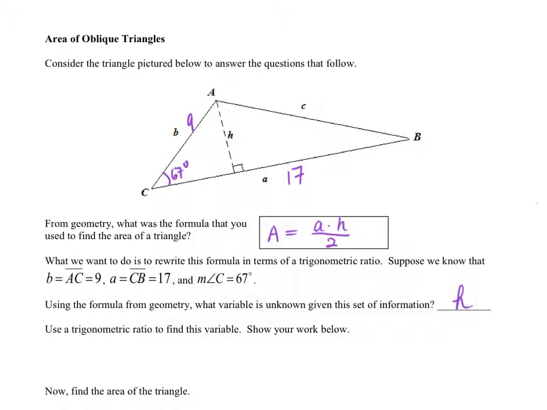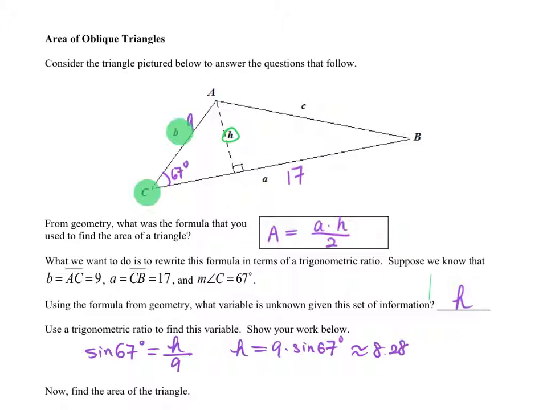Notice that we know the side B, we know the angle C, and we just need one more equation to solve for H using trigonometry. The simple setup: H is opposite angle C, so opposite over hypotenuse, that would be sine. The easiest way is sine 67 degrees equals H over B, which is 9. If you use your calculator, H should be 9 times sine 67 degrees, which is approximately 8.28.